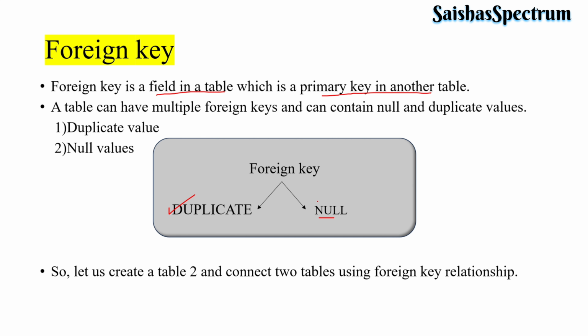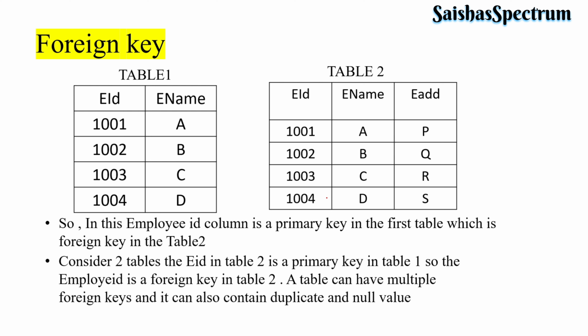Let us consider two tables, table 1 and table 2, where in table 2 employee ID is a column which is a primary key in table 1 and it is a foreign key in table 2. A table can have multiple foreign keys with duplicate and null values.